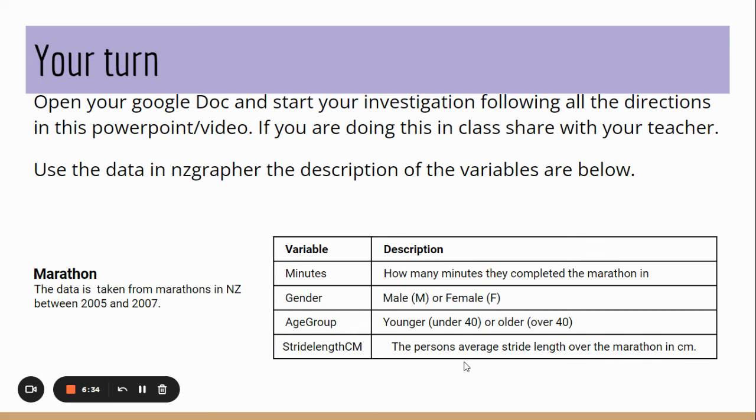All right, I've just stuck another one up here at the end. So if you're in class or at home and you want to do this one, the data and the description are in NZ Grapher. So this is marathon data from New Zealand marathons between 2005 and 2007. And you've only got 4 groups here. In your particular one, you probably will have more things that you can pick between. But in this one, you've got the minutes they take to complete the marathon, male versus female, younger and older, and the person's average stride length over the marathon in centimetres. So 2 numerical ones and 2 categorical ones. Okay, give it a go.